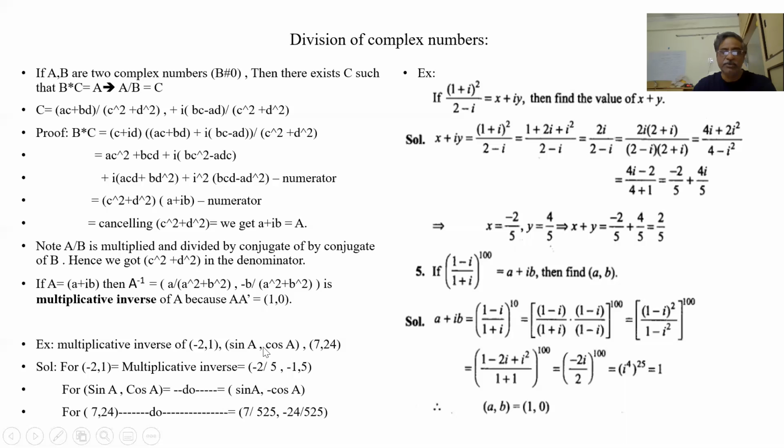Similarly here, sin² A + cos² A is 1. So we have sin A minus i cos A. Here we have 7² + 24², which is 625. So 7/625 minus 24i/625. So basically I am writing the conjugate of this. The inverse is nothing but the conjugate divided by a² + b². Basically what I am doing here, by a² + b², I am making it a unit vector into the conjugate.